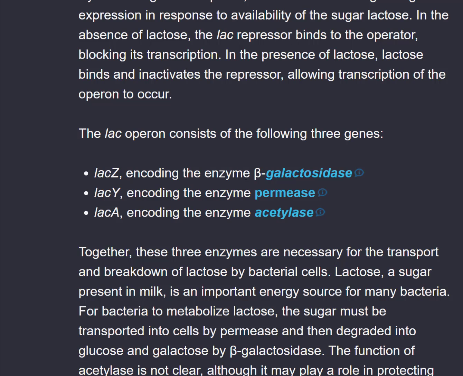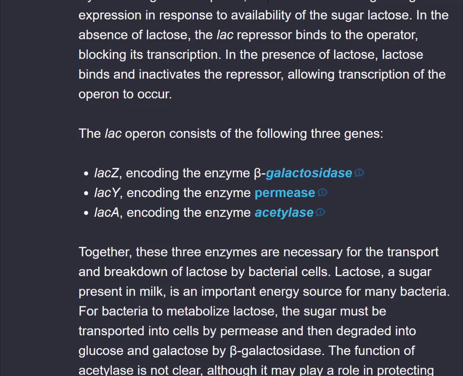Lac-Y, encoding the enzyme permease. Permease is an enzyme produced by the lac-Y gene of the lactose lac operon in bacteria. Permease transports the disaccharide lactose into bacterial cells.